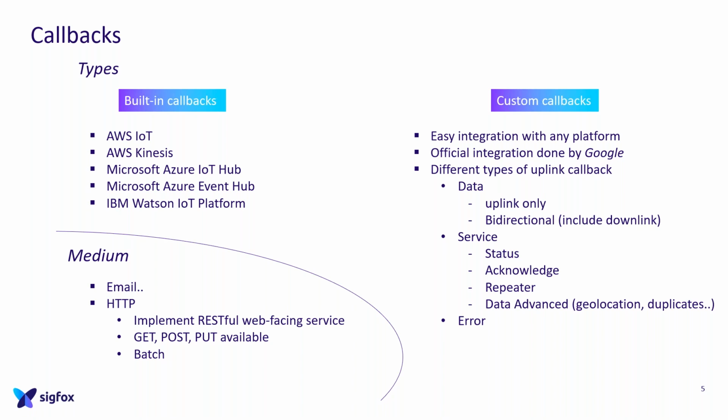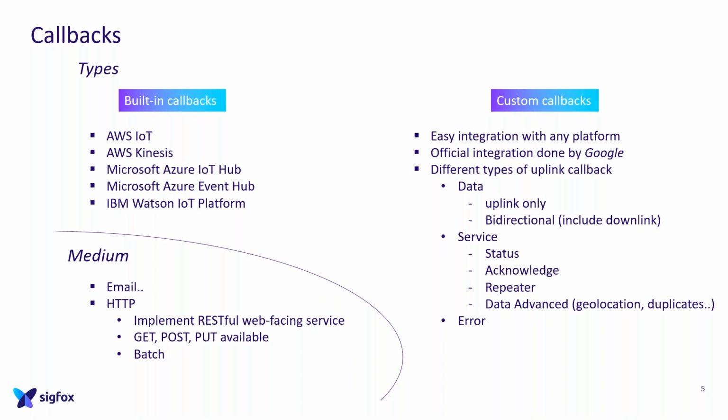You have different types of uplink callback. For example, you have the data one. This one is declined into two types: the first is uplink only, and the second one is bidirectional. You will see after what's happening on the downlink side.